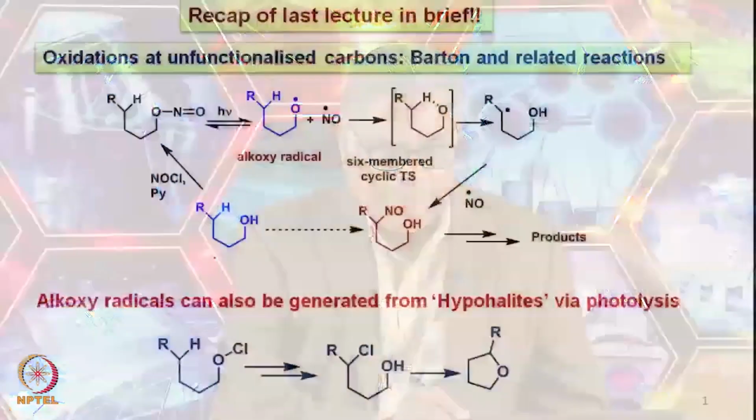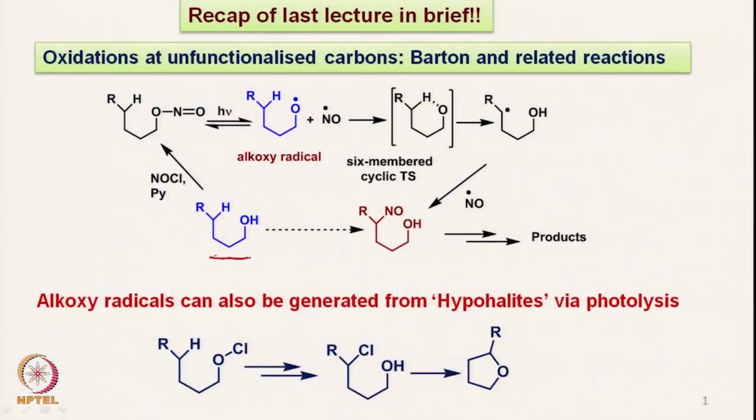So, in the Barton reaction what we did was to convert an alcohol to a gamma functionalized product such as having a nitroso group or an oxime group at the gamma carbon, which led to different kinds of products by reacting the oxime and the hydroxy group.